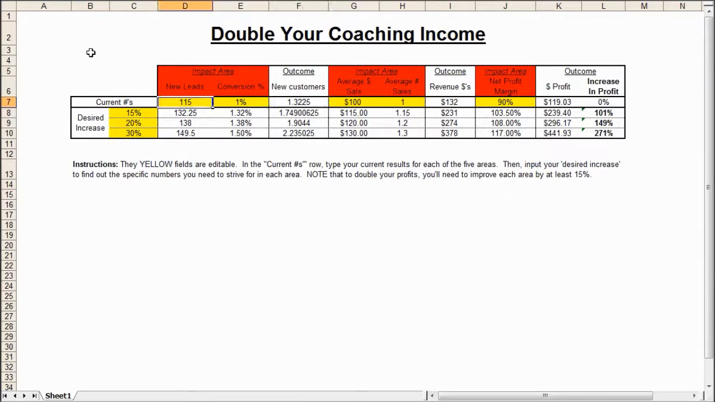Now, what I want to show you here is, let's reset these. If you were to increase each of these areas by just 15% across the board, you would have a total increase in profit of 101%, even though 15% times 5 different areas of impact is only 75%. So you have 75% worth of effort and 101% worth of results. If you were able to do it at 20%, now you're getting 100% of effort in total across those 5 areas, but 149% of result.